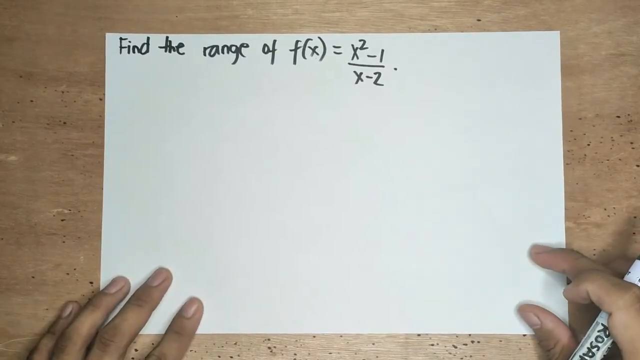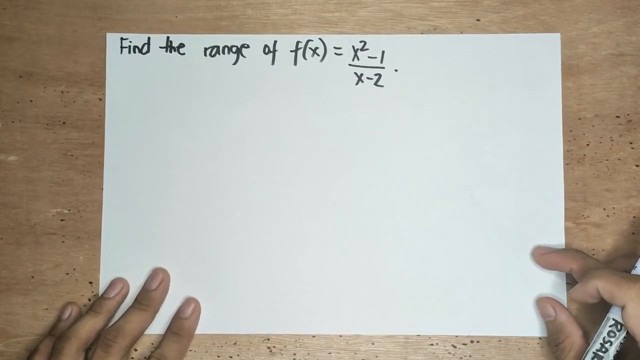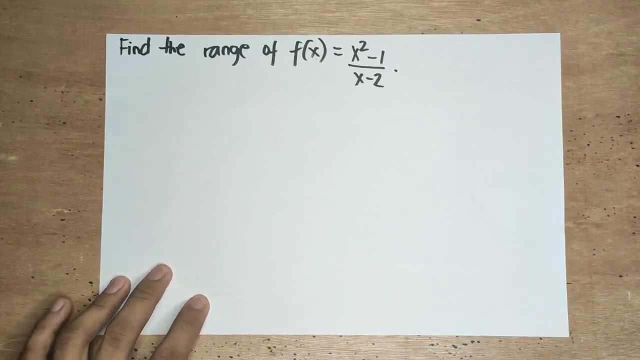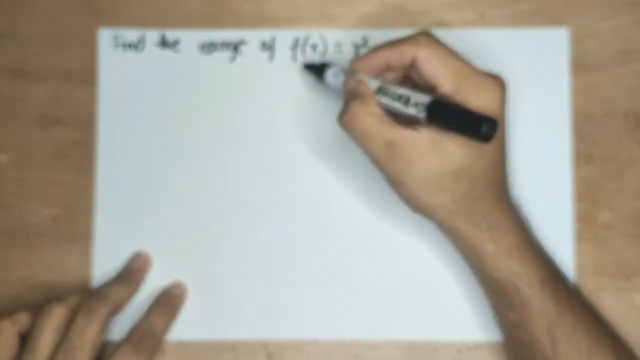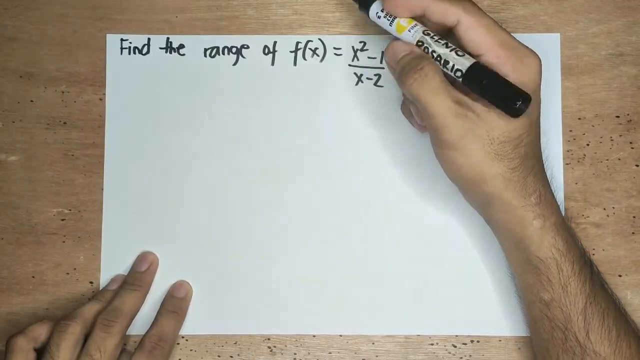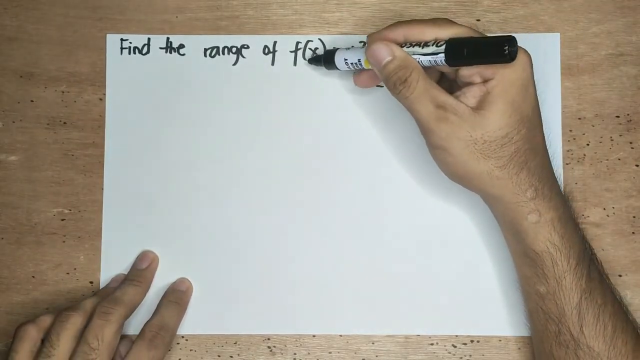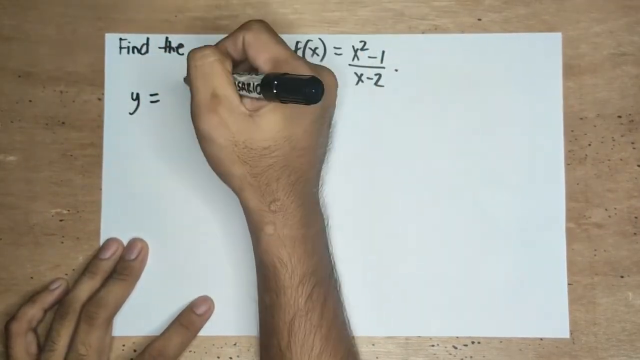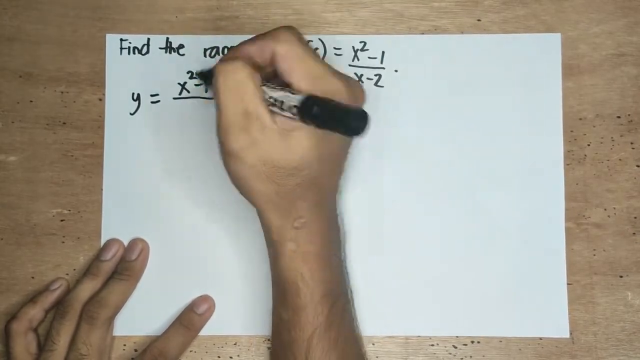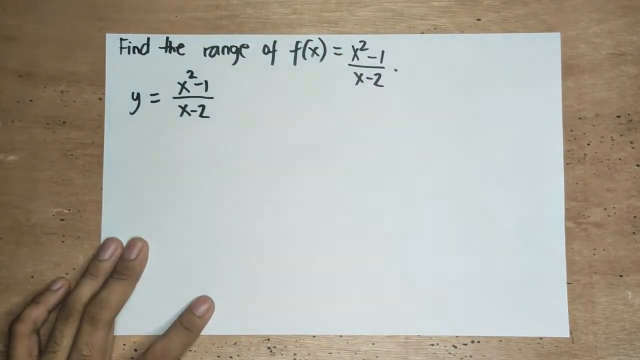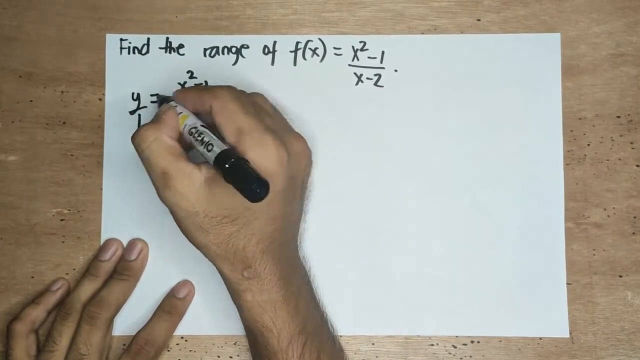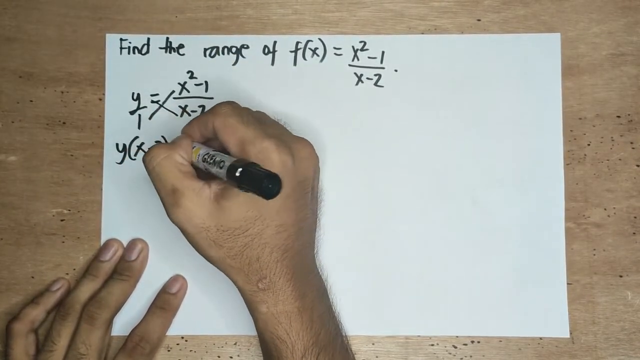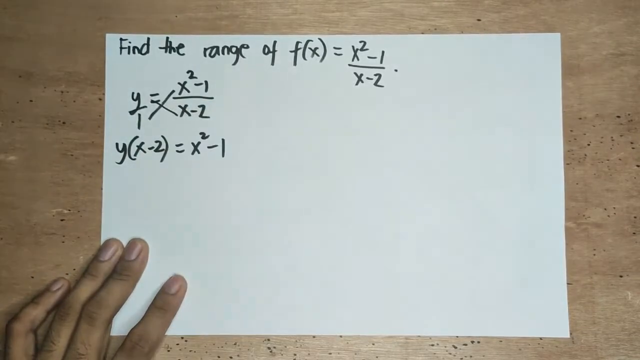In this example, we find the range of the function f of x is equal to x squared minus 1 all over x minus 2. So, how are we going to do that? We solve for x in terms of y. So, we replace f of x using y. It will give us y is equal to x squared minus 1 all over x minus 2. Understood na may 1 yan. We cross multiply. So, we have y times x minus 2 is equal to x squared minus 1.